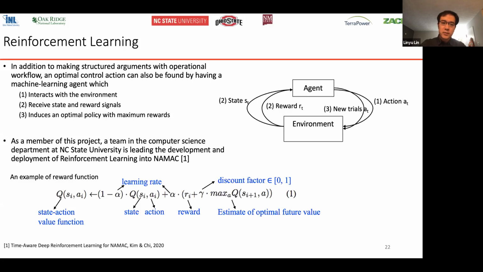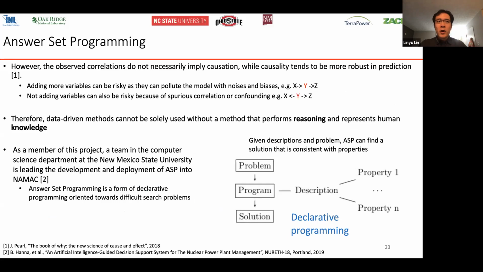However, as Judea Pearl, the winner of the Turing Prize, suggests, the observed correlation from data-driven methods does not necessarily imply causation. However, causality tends to be more robust in prediction. What does it mean? Here, I will give two simple examples.